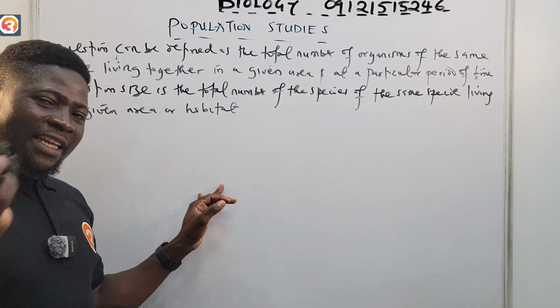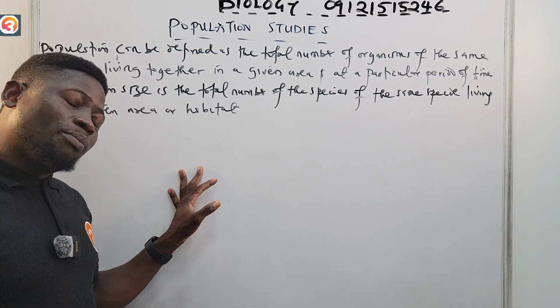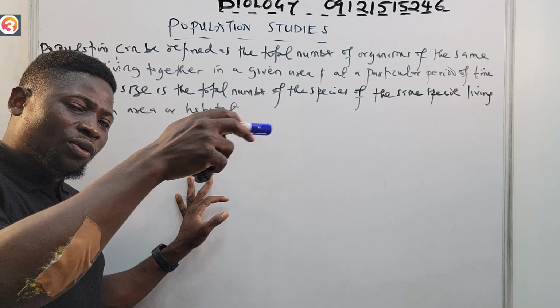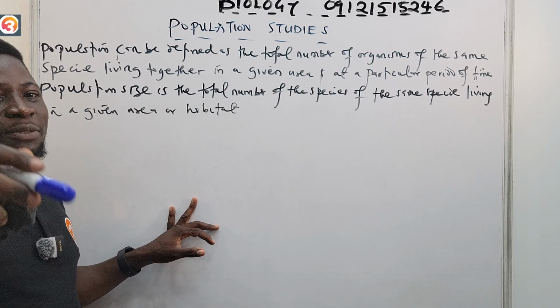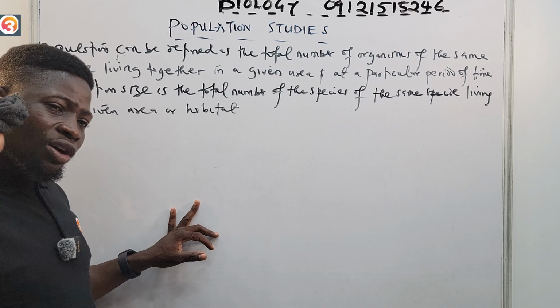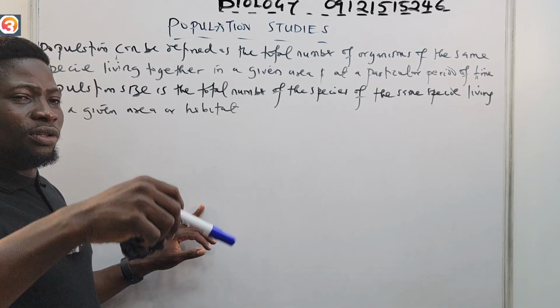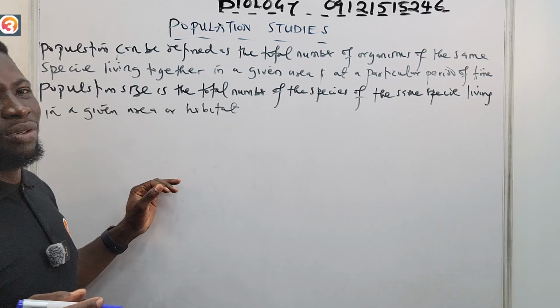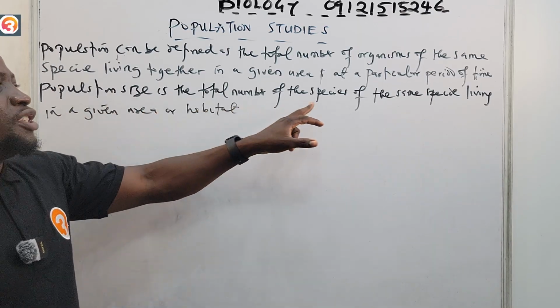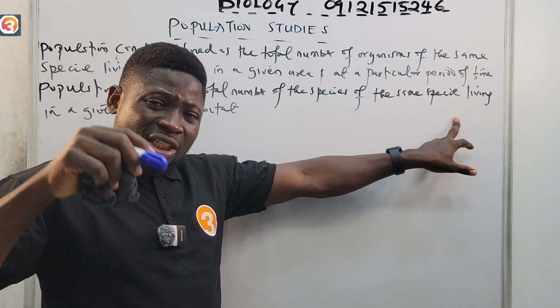It's just like in your house, the total number of those of you that are living in that house, or that are of the same species. Maybe your father, your mother, and then the young ones. So the total number, that's our population size: the total number of the same species.